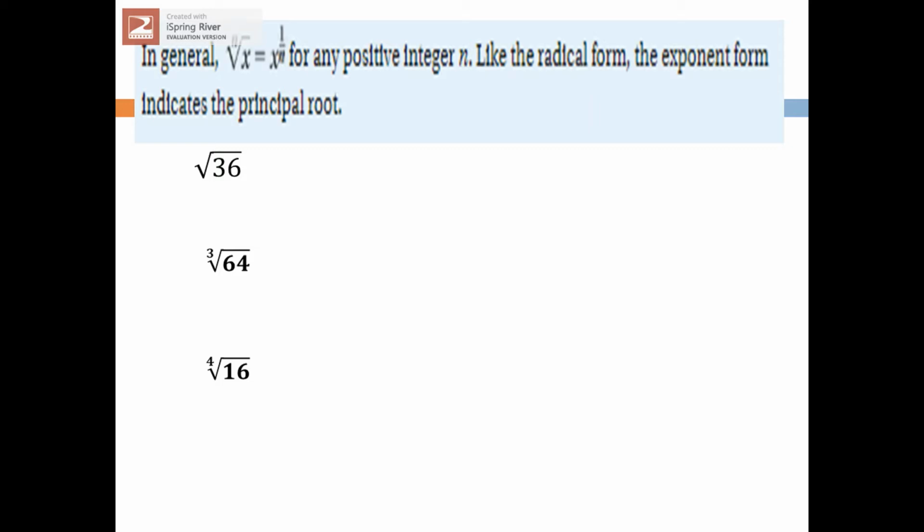I have here some examples. We have square root of 36, which is equal to 36 raised to 1/2. Next example, cube root of 64. Cube root of 64 is equal to 64 raised to 1 over 3. Next, fourth root of 16. Fourth root of 16 is equal to 16 raised to 1 over 4.